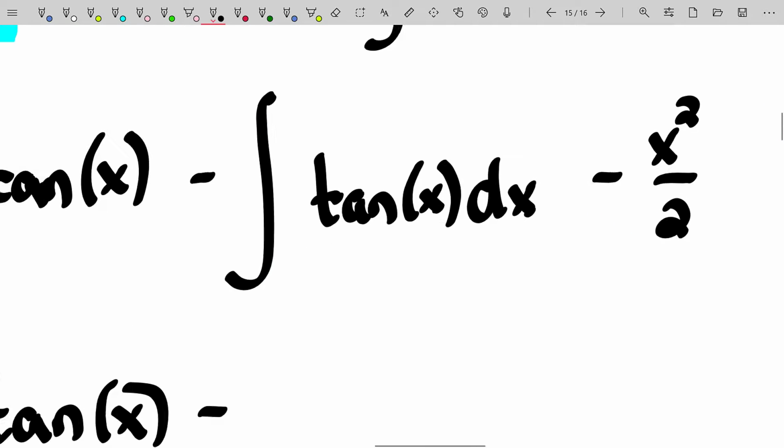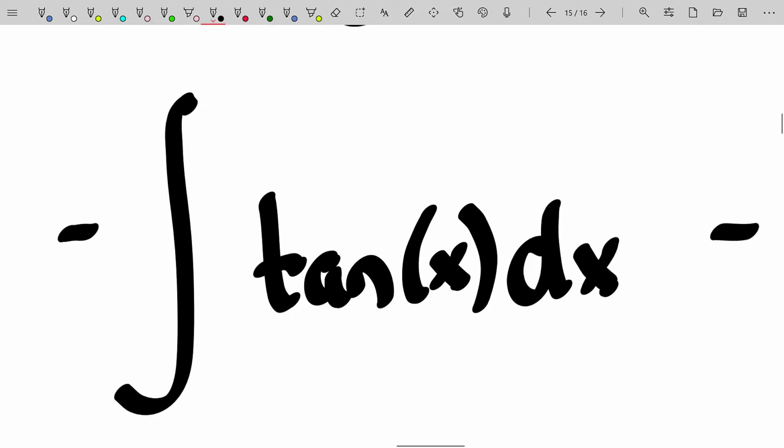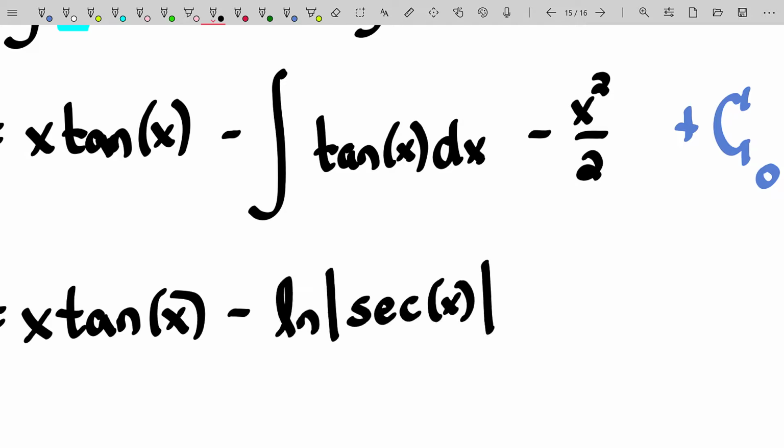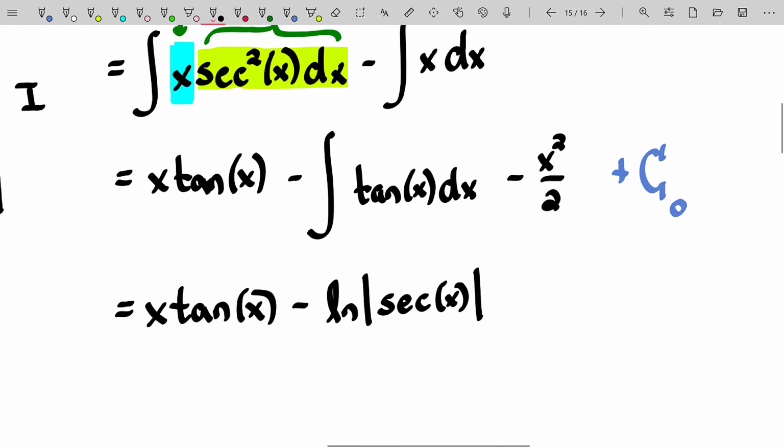Rewriting this integral, we know the antiderivative of the tangent just from our previous work is going to be the natural log absolute value of the secant of x. If you don't know that, write the tangent as sine over cosine and then let u be the cosine and do a u sub. You will get the natural log absolute value of the secant of x. There's a minus sign here because of the minus sign there. So I'm assuming you know that piece of information.